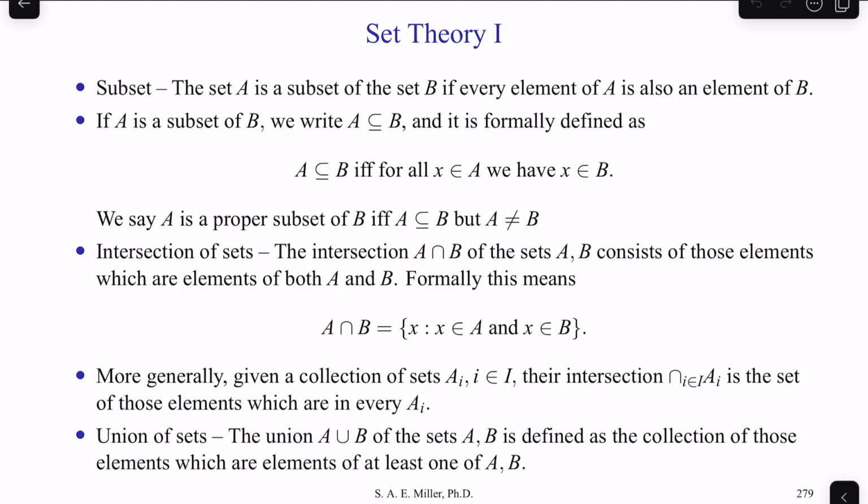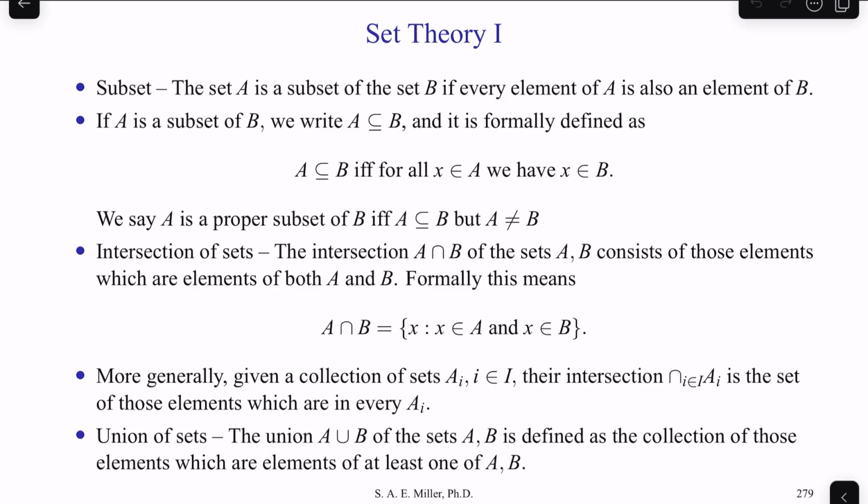Subsets, for example: if we have two sets, A and B, then A is a subset of B if every element in A is also in B. So this would mean A is a subset of B. Formally this means that for every element x in A, x is also in B. And if A is a subset of B but not equal to B, then we call A a proper subset of B. The intersection of two sets, for example A and B, would include only those elements that are in both A and B formally. And this means the set of elements that are in A and B at the same time.